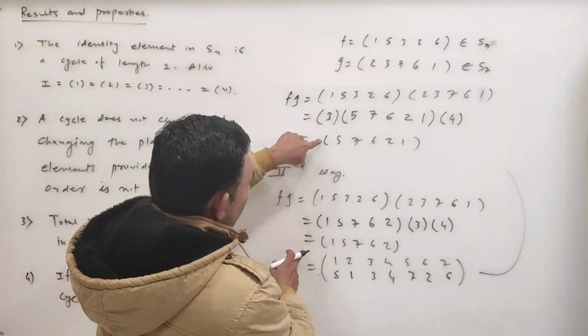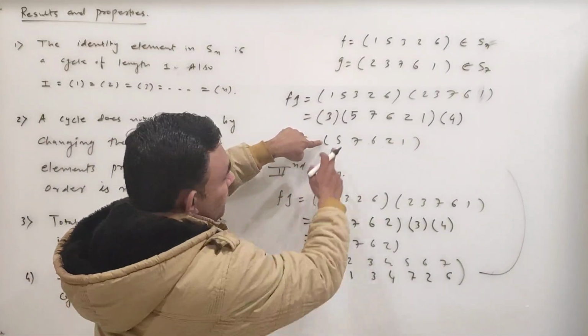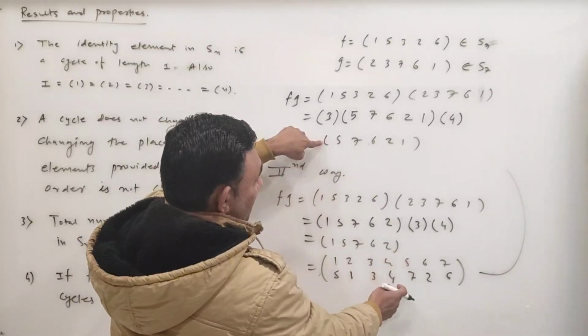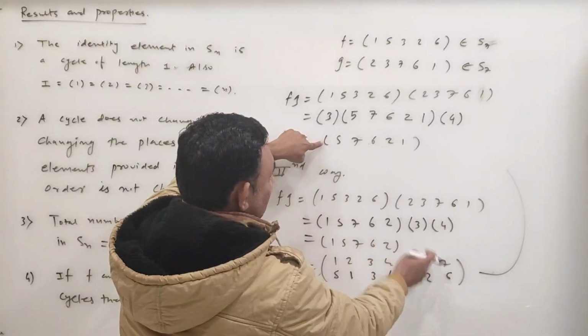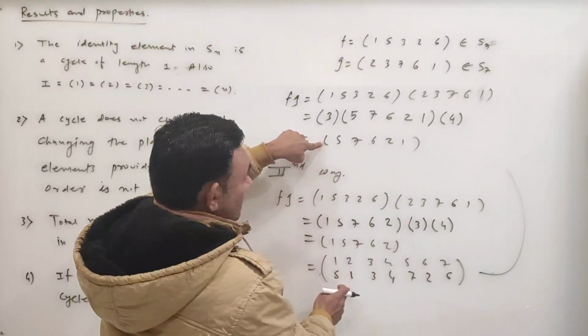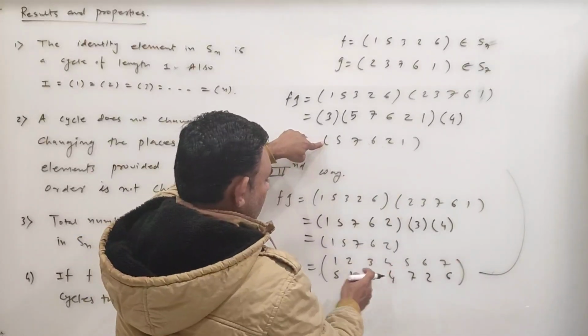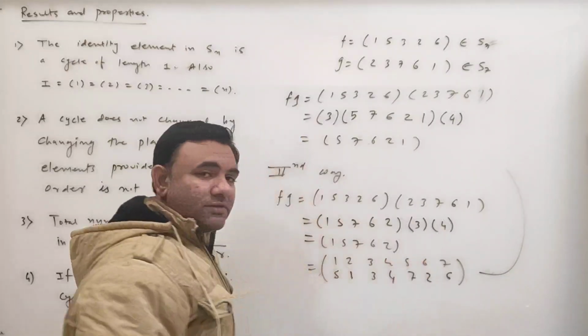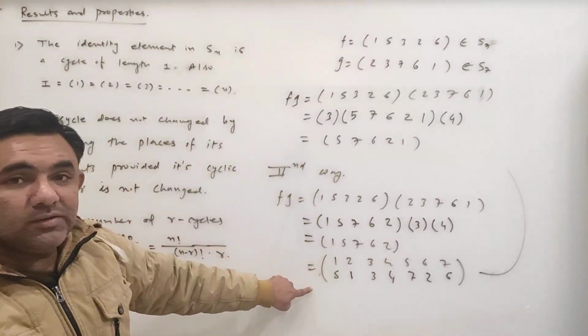But what does this one represent? Image of 5 is 7, image of 7 is 6, image of 6 is 2, image of 2 is 1, and image of 1 is 5. And the remaining are as it is. So this represents the same one.